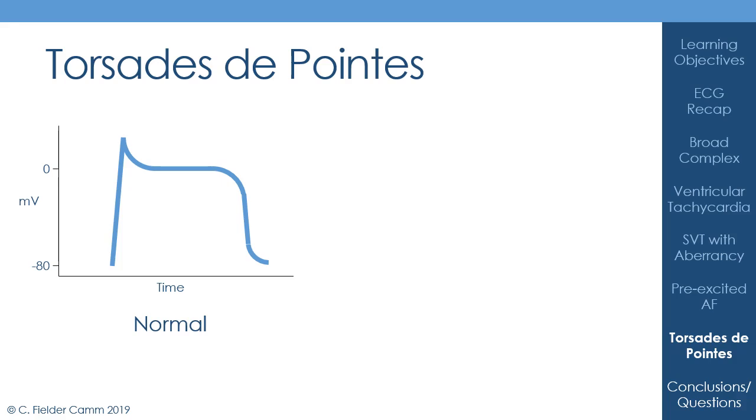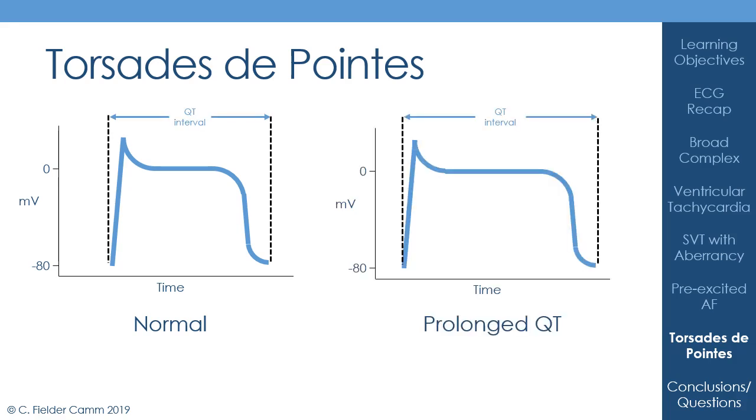Okay, so this is our ventricular myocyte, and it's its action potential over time as it depolarizes and repolarizes. And this is our QT interval. And essentially, in prolonged QT syndromes or in situations, that QT interval gets longer.